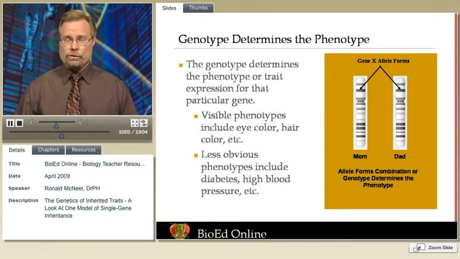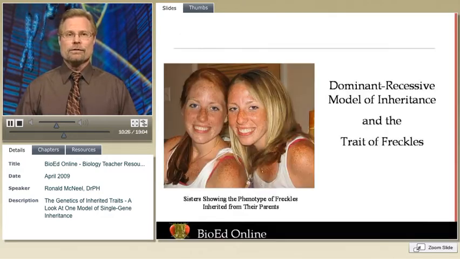for that particular gene. One way to remember the definition of phenotype is to think of the phenotype as the physical appearance of a particular gene. The phenotype may be visible, such as eye color or hair color, or it may be less obvious when involving conditions such as diabetes or high blood pressure.